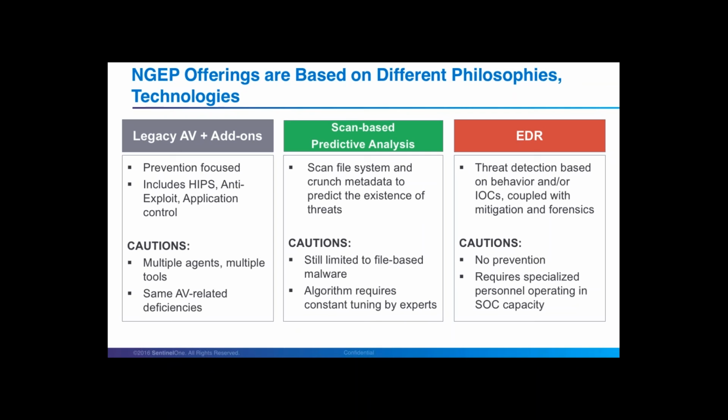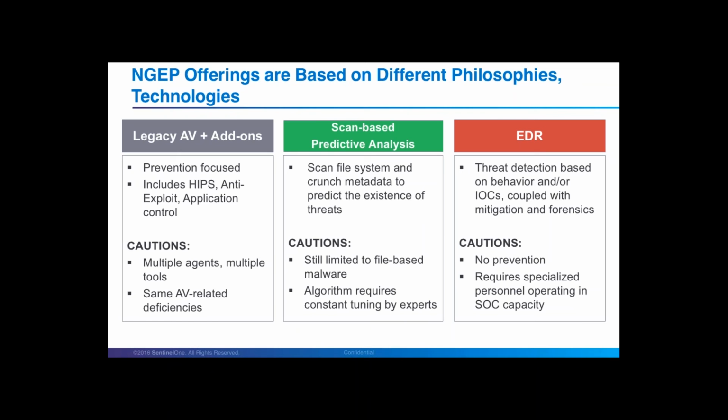In order to analyze it, you must have a file. So of course it's limited to file-based malware. And the algorithms themselves do need constant tuning by experts to respond to the constant changes that we're seeing in the malware landscape. But it is a useful tool. The third approach is to admit that the antivirus doesn't work and therefore to look for it after its effects. So we call it EDR, and that is detection and response.